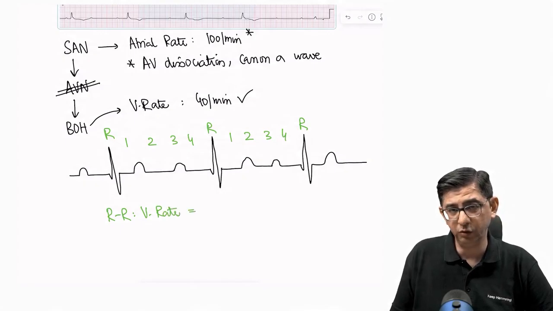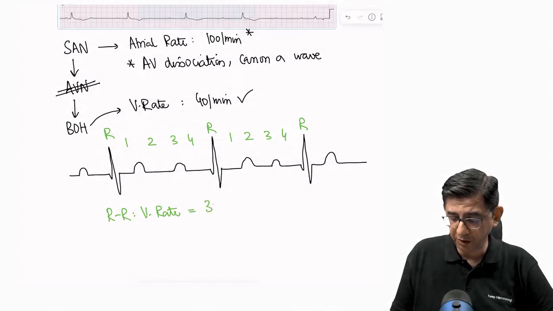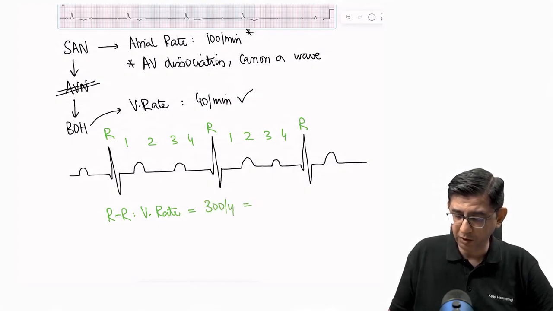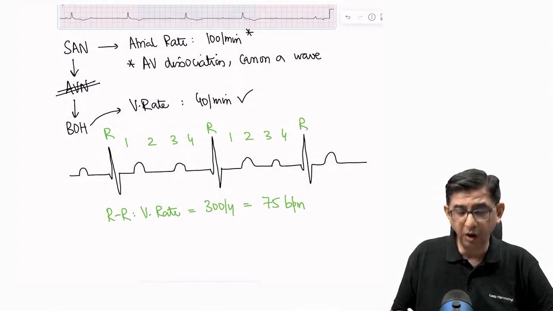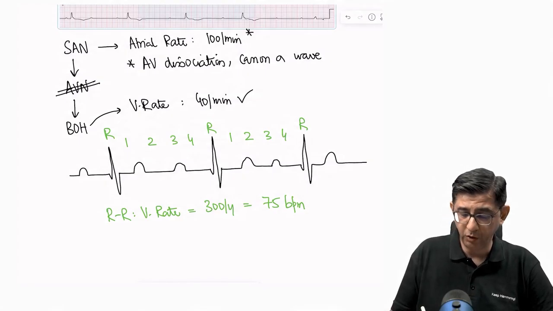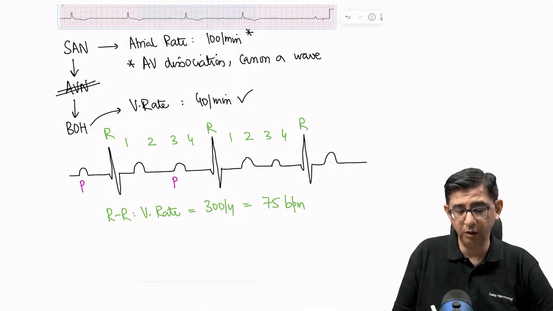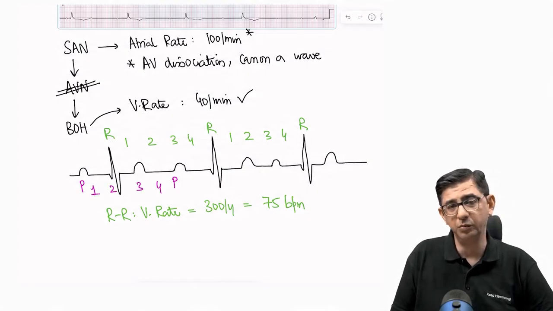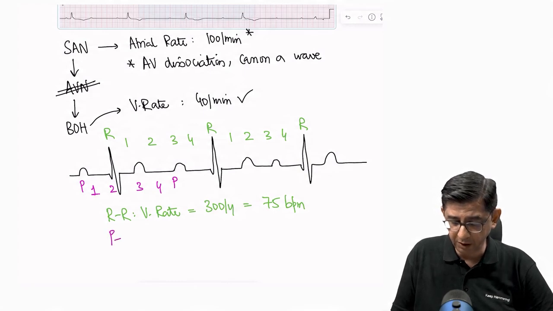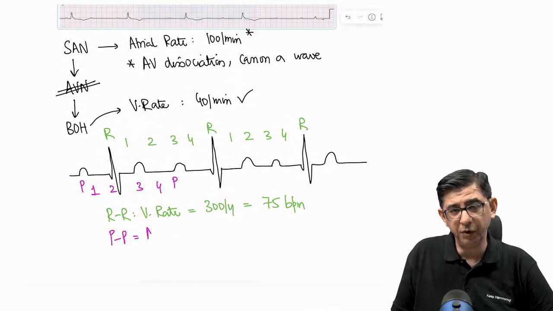RR interval is used by us to calculate the ventricular rate. Like at the moment, I've shown 4 large squares. So 300 divided by 4. This would mean that the ventricular rate of you and me, this is normal at the moment, is 75 beats per minute. Now, if I ask you, doctor, how do you calculate the atrial rate? Your answer will be that we calculate the atrial rate by PP interval, like we count the number of boxes between the P and the P. And if you count the number of boxes between P and P, it will still be identical, that is 4 large squares.